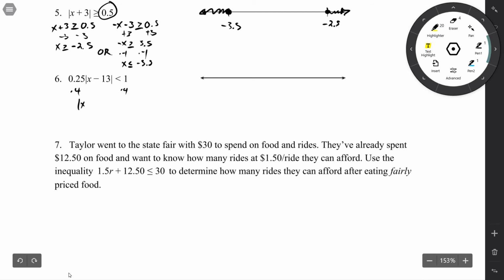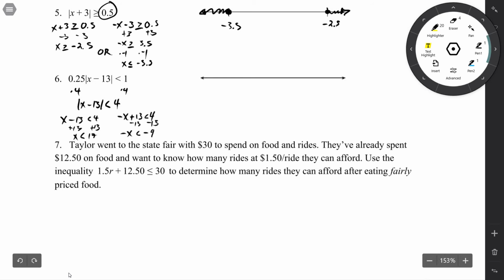So that would give us the absolute value of x minus 13 is less than 4, and split those into 2. So x minus 13 is less than 4, and negative x plus 13 is less than 4. Add 13 for this one, we'll get x is less than 17. We'll subtract 13 from this one, we'll get negative x is less than negative 9.